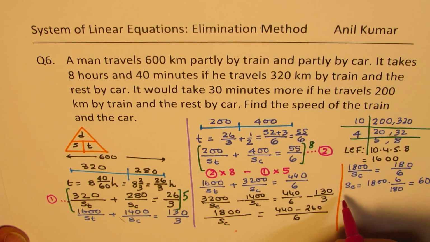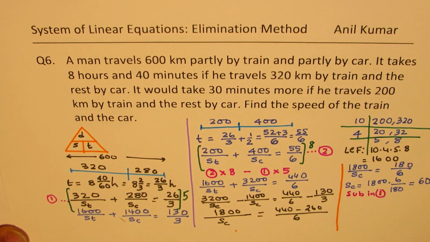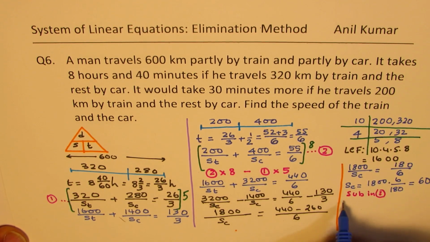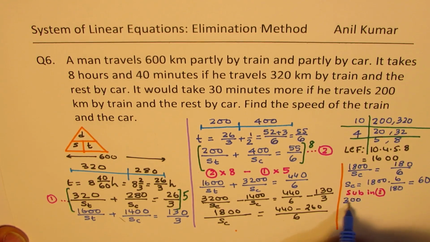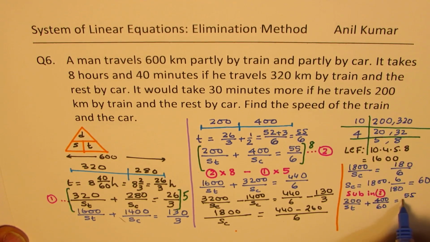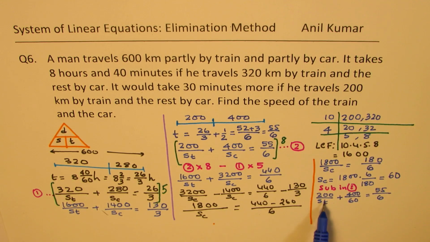So let's substitute in equation 2. There's less space, so I'm just squeezing it in. We are writing 60 here for the speed of car. We get 200 over speed of train plus 400 over 60 equals 55 over 6. Clear? Now, let us try to simplify this.